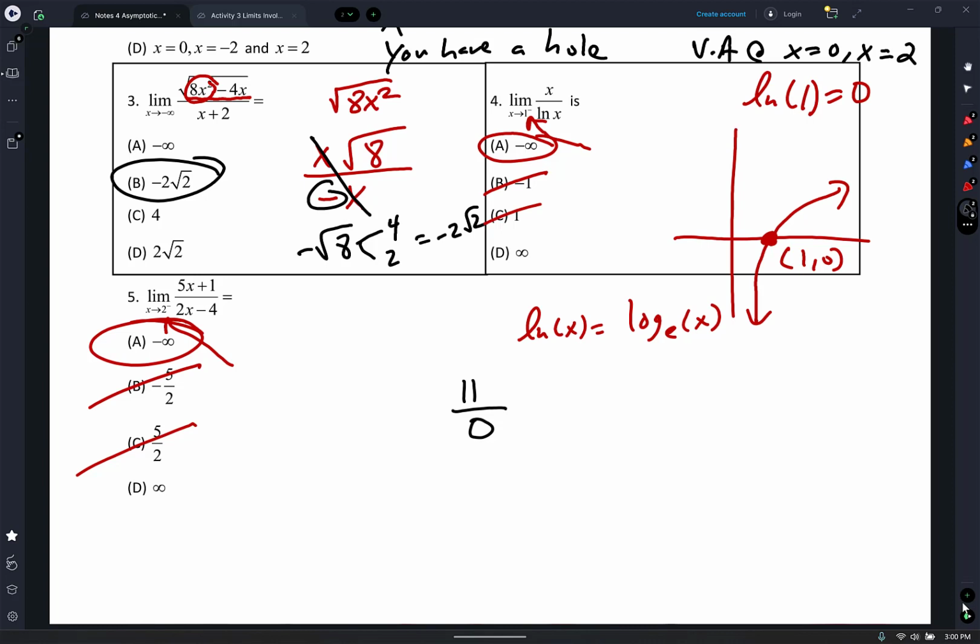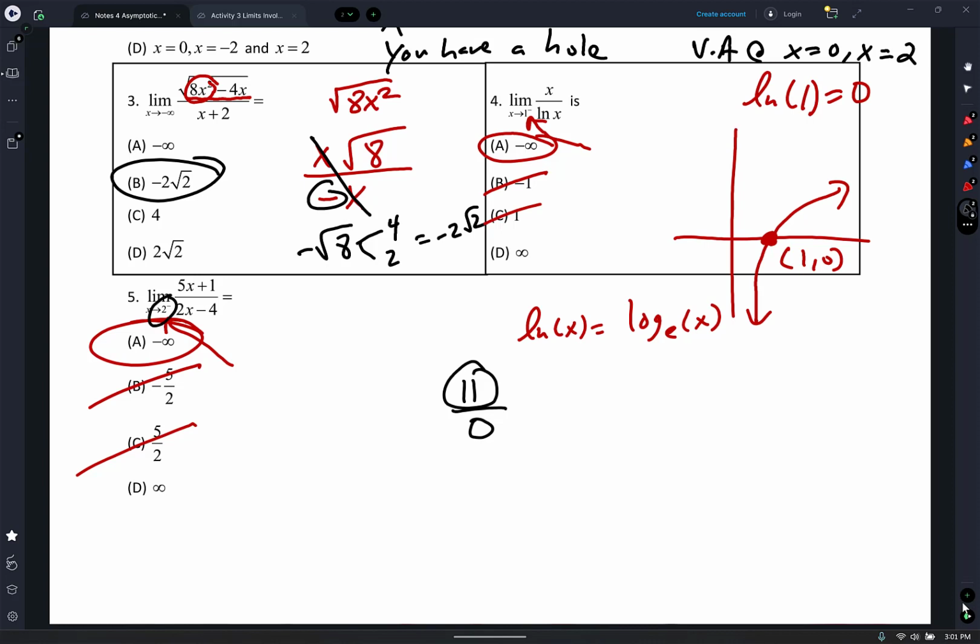Let's see which. So immediately the first two that you should delete are B and C. So I know for a fact it's either going to be positive infinity or negative infinity, and I want to know which one it is. So here's all you've got to do: figure out if the bottom is negative or if the bottom is positive. If it's positive, I know that 11 is a positive number, and positive divided by positive is positive infinity. If the denominator is negative, then positive divided by negative is going to be negative infinity.